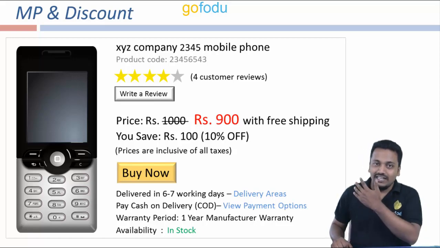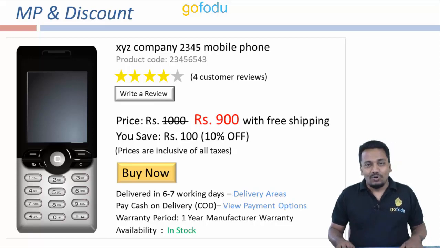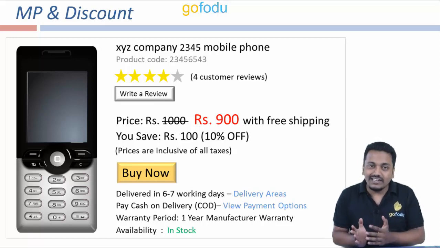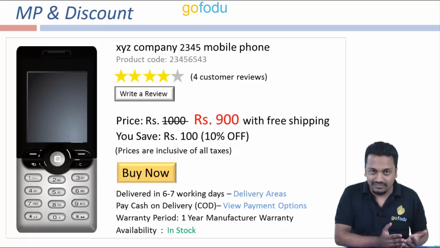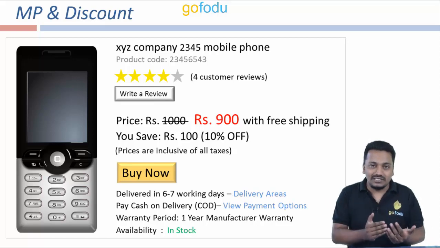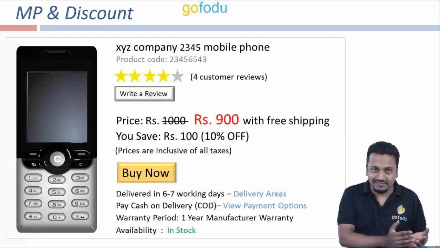This is what an e-commerce site's product page usually looks like. The original selling price is 1000 rupees, but you get a 10% discount. That means 1000 is decreased by 10% and the new selling price becomes 900 rupees.